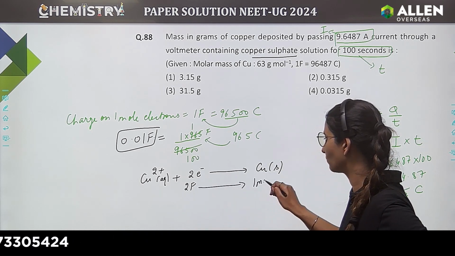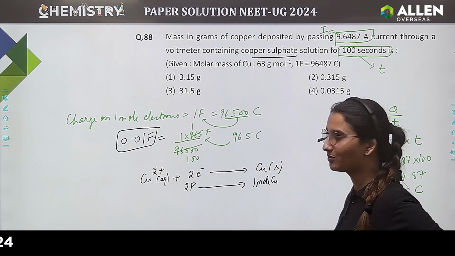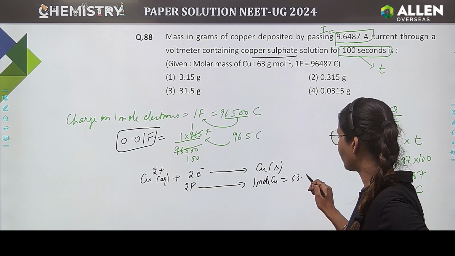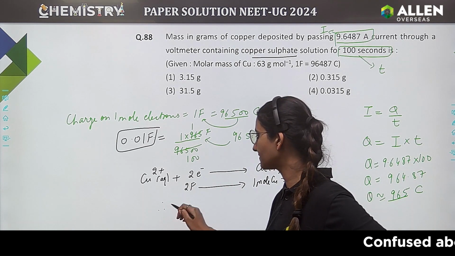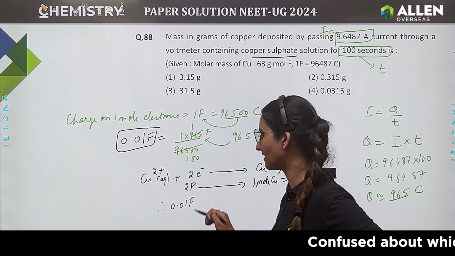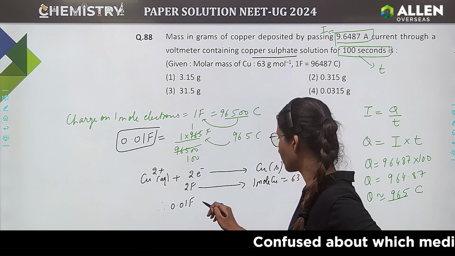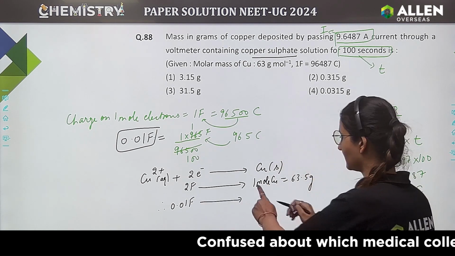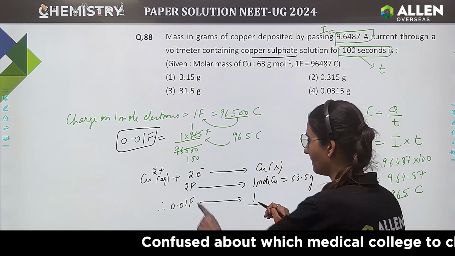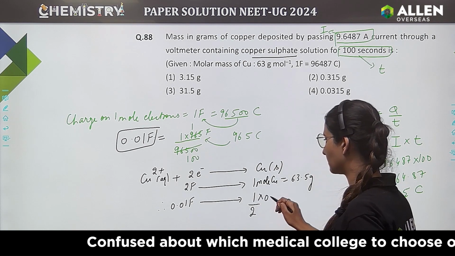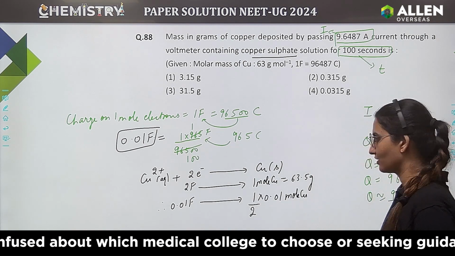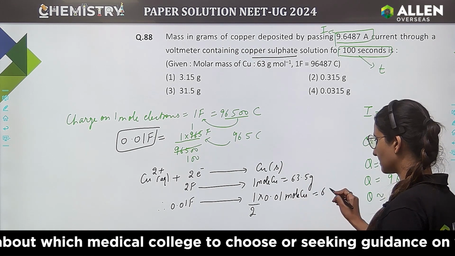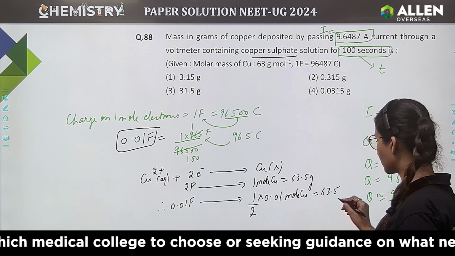mole Cu. What is the mass of 1 mole Cu? It is 63.5 gram. How much Faraday do I have? I have 0.01 Faraday. So how many moles of copper will it deposit? Unitary method. 1 by 2 into 0.01 mole copper. So what is the mass? Mass of 1 mole is this, 63.5. What will be the mass of this many moles? Multiply.